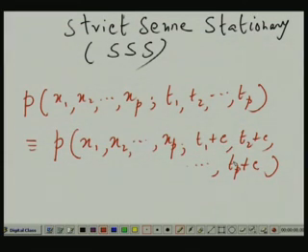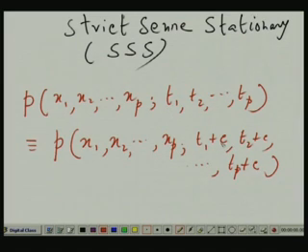That means it should neither depend on T1 or T2 or, say, T3 dot dot dot Tp. It depends only on the gap between T2 and T1 and T3 and T1, and likewise. Because that gap remains invariant.